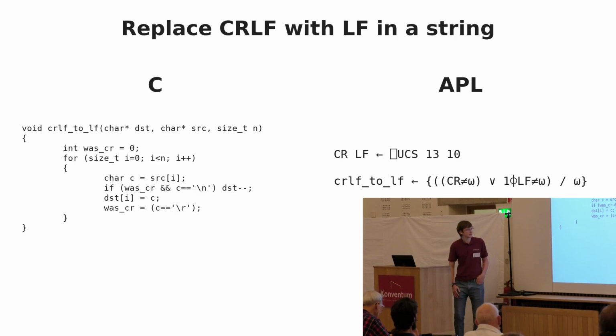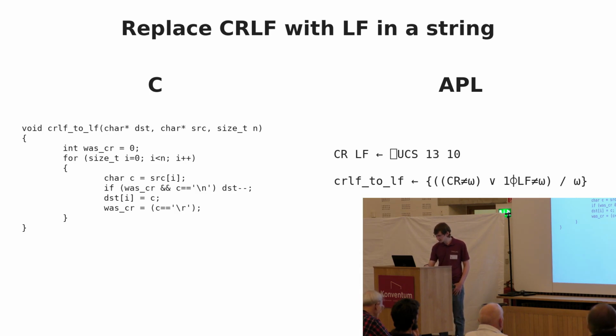The C solution loops over the source string, copying it to the destination string, except whenever it sees an LF, if the last character was a CR, it backs up the pointer by 1 so that the LF overwrites the previous CR. The APL solution just retains every character that's either not a CR or doesn't come after an LF. So if there's a CR at the end and an LF at the beginning, it will remove that, but it's easy enough to fix with a 1 comma swap minus 1 drop, and that doesn't really impact the performance.